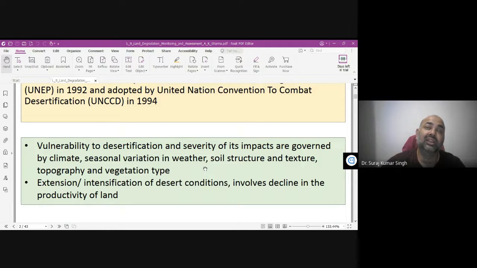So if land degradation keeps increasing, what will it do? It will convert your productive land into unproductive land. So what is our prime responsibility? To protect our productive land from being converted to a land degraded category. Getting it?